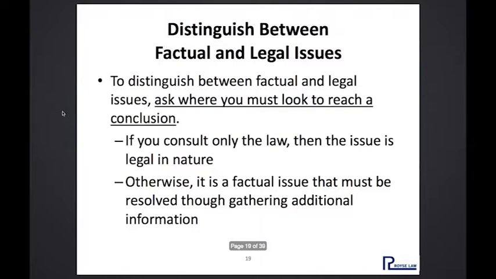All right, so here's a slide just to help you with distinguishing between factual and legal issues. To distinguish between factual and legal issues, ask where you must look to reach a conclusion. If you consult only the law, then the issue is legal in nature. Otherwise, it's a factual issue that must be resolved through gathering additional information. So again, the tip on distinguishing between factual and legal issues is ask where you must look to reach a conclusion.